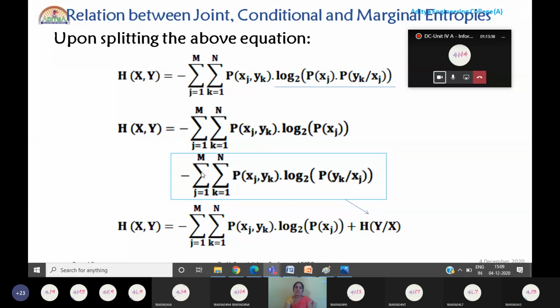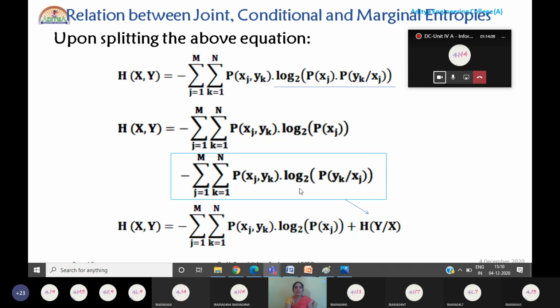I request any one of the student to please observe the second term and tell me that this is the expression for which kind of conditional entropy. It is conditional entropy, why? Because by using two different kinds of probability matrices you are calculating the entropy. One is joint probability matrix and other is the corresponding conditional probability matrix.